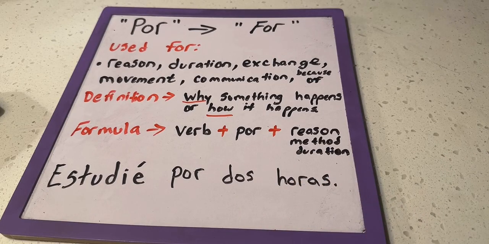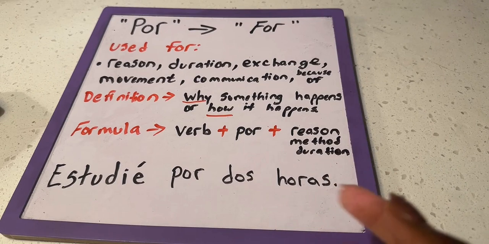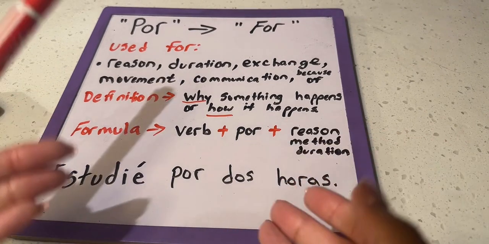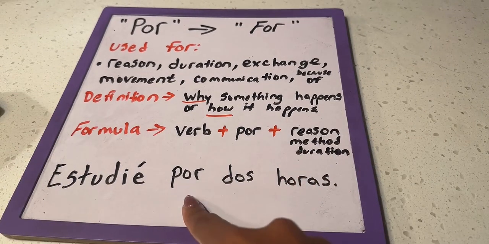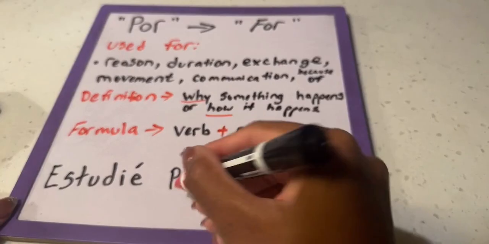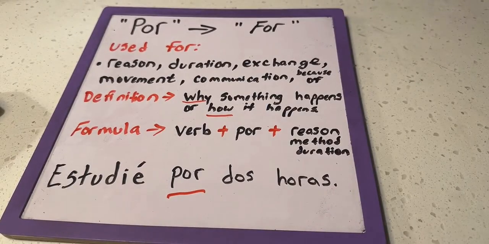If ever you want to say for duration, like how long you did something, how long you talked, how long you did anything, anytime dealing with hours, numbers, minutes, seconds, any time of duration, you're going to use por. So estudié por 2 horas. Okay, so that is how we do that. Estudié por 2 horas.